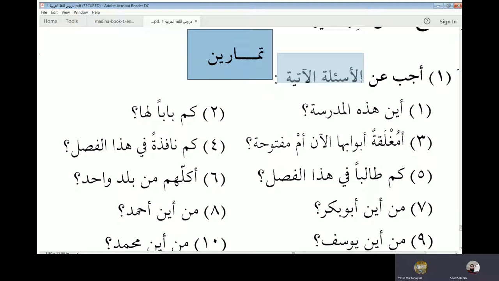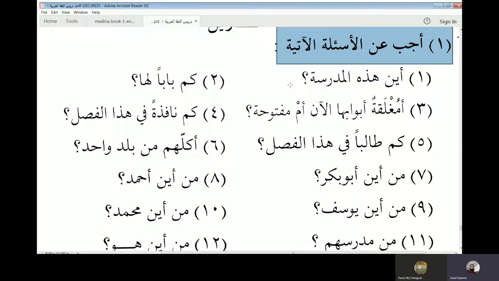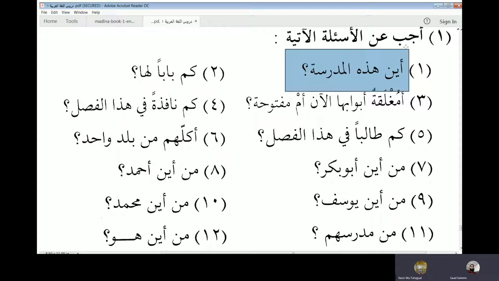Tamarin means exercises. Ajib anil as'ilatil atiya: answer the following questions. Aina hadhihil madrasatu? Where is this school? It is near the masjid. Hadhihi madrasatu qaribatun min al masjidi. Qaribatun, okay.